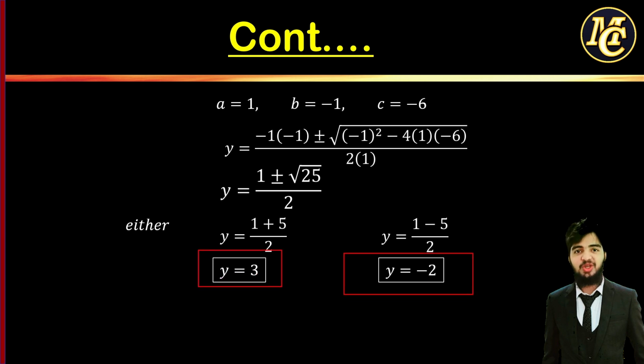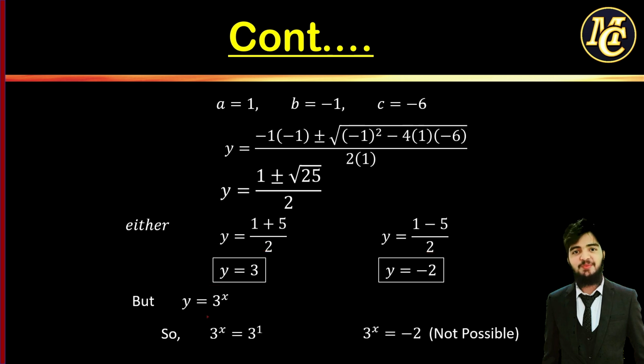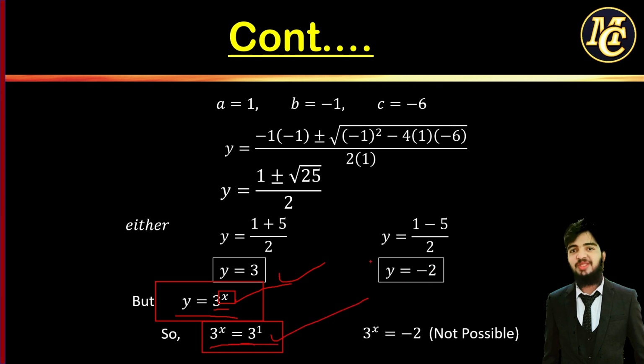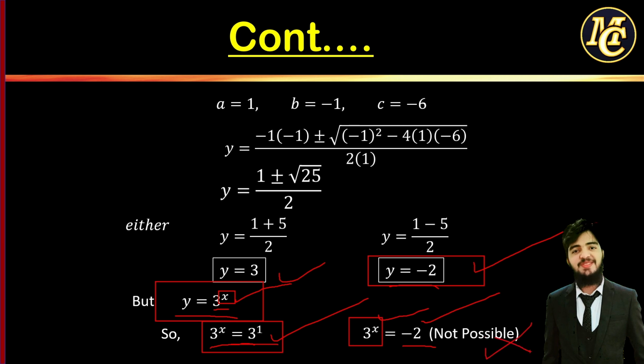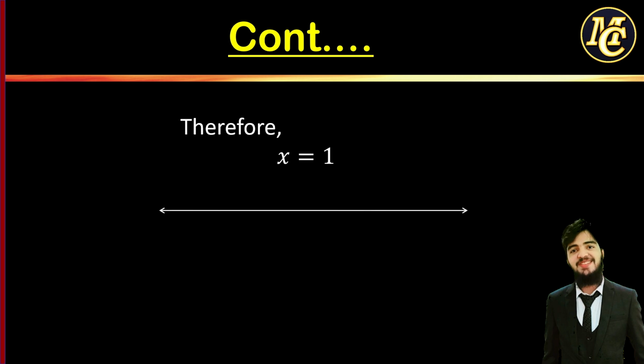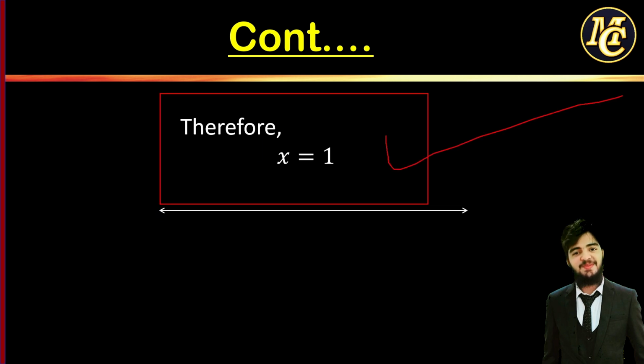But we are not done yet. Remember, we substituted y for 3 raised to power x. So we need to solve for x. If y is equal to 3, then 3 raised to power x is equal to 3 and x is equal to 1. If y is equal to minus 2, then 3 raised to power x is equal to minus 2, which is not possible, since 3 raised to any power is always positive. Therefore, the only solution is x equal to 1.